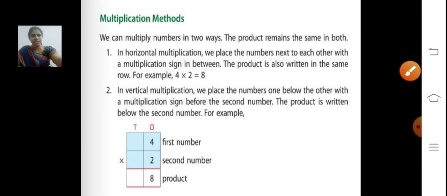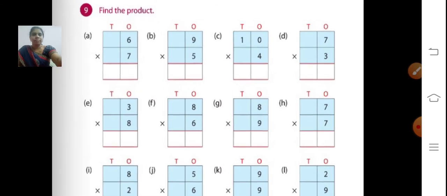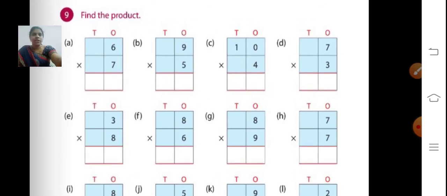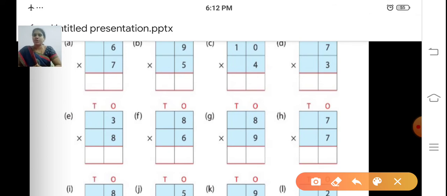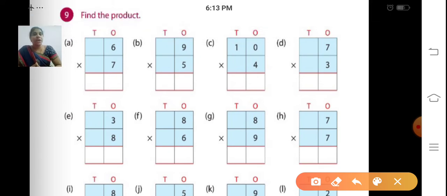Shall we do the sums now? Now I think you all know tables, so you are going to say the answer for this. Find the product. What method is this? Vertical method of multiplication. See, these numbers are written one below the other and the answer where you should write? So we should write the answer here.